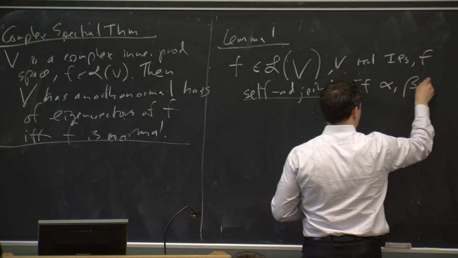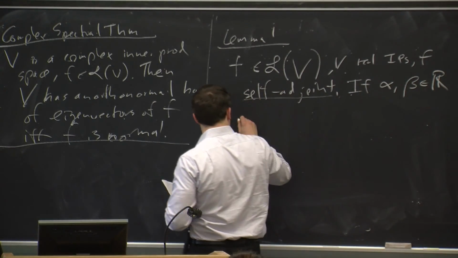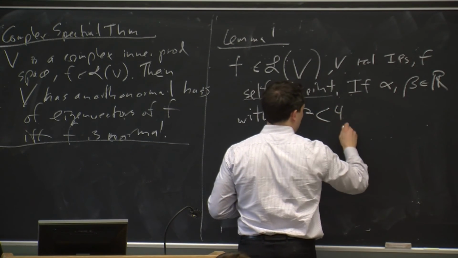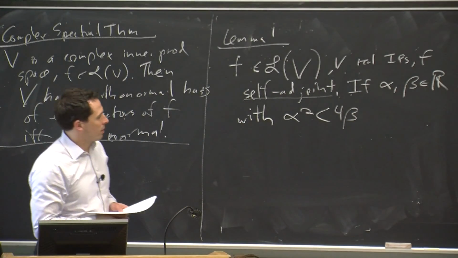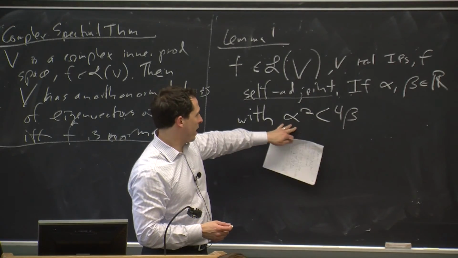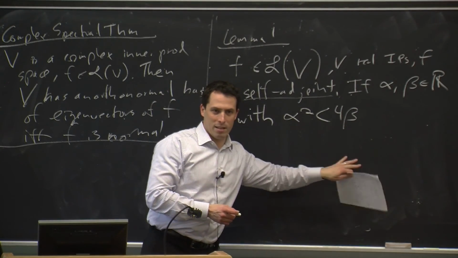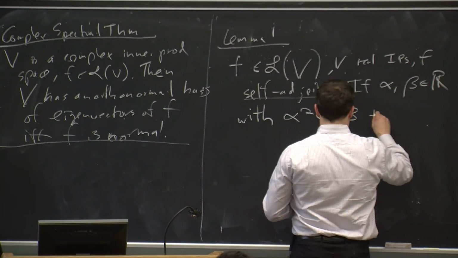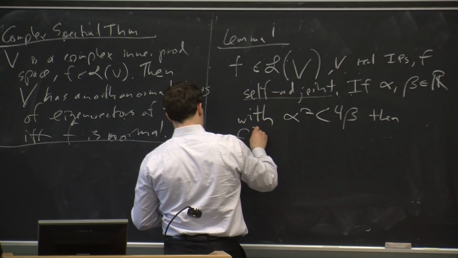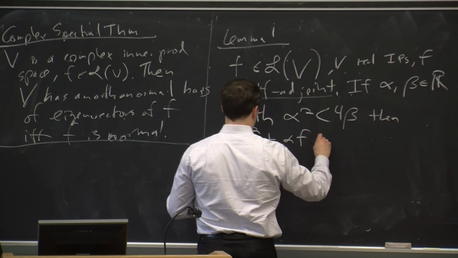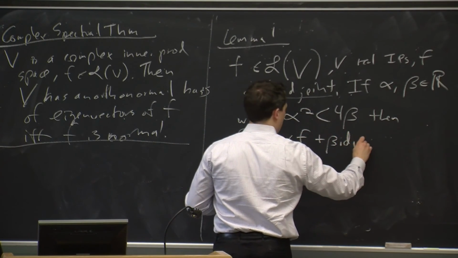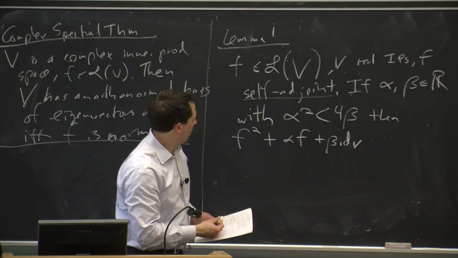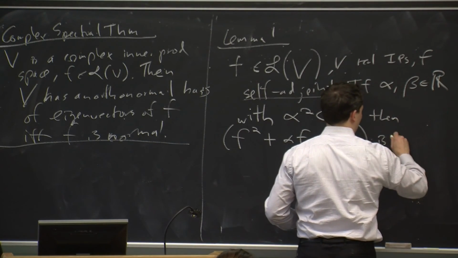If I take an alpha and a beta real, and they satisfy the inequality alpha squared is less than 4 beta. So this is the inequality that comes from asking that the quadratic equation x squared plus alpha x plus beta has no solution, so it doesn't factor into two pieces. That's what we want. The statement is that then the operator version of that quadratic form, F squared plus alpha F plus beta Id_V, this is an operator on L(V), and the conclusion of the theorem is that it's invertible.